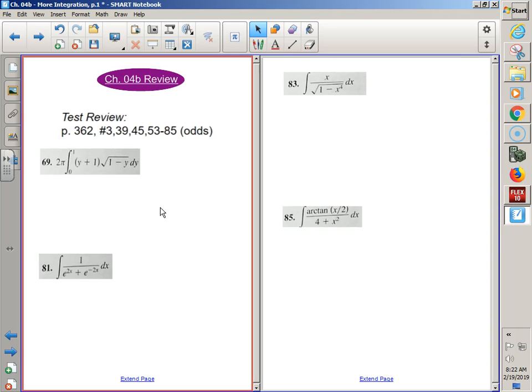Let's start here, and then we'll see how much time we have and whether we can take more questions. So, number 69, some of you, colored pen, make a note. Whenever you see a mess under a square root, you almost always make that mess your U, whether it's in the denominator or whether it's in the numerator. You almost always make the mess your U. So I'm going to make U equal to my 1 plus y. Why am I going fast today, guys?